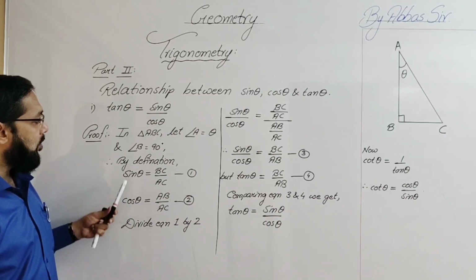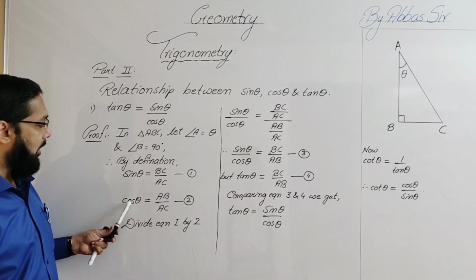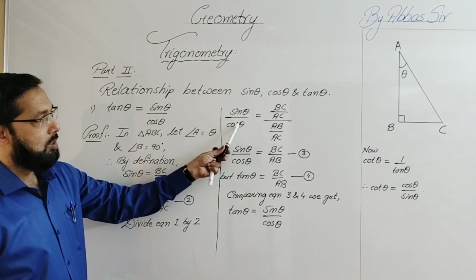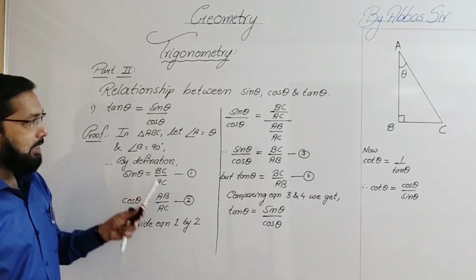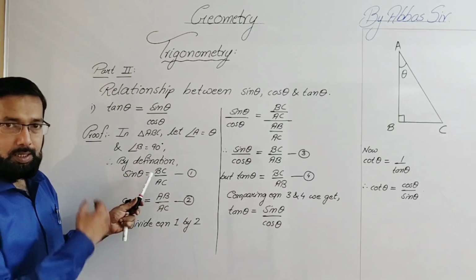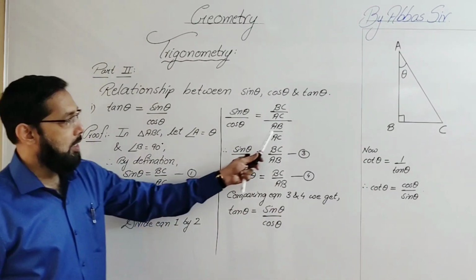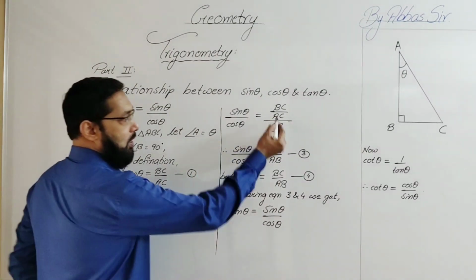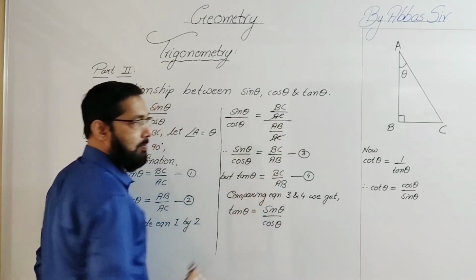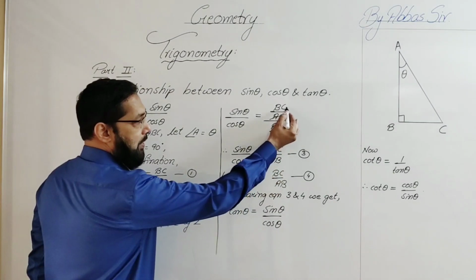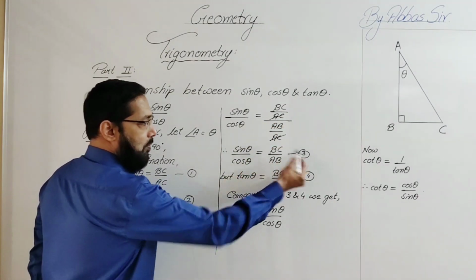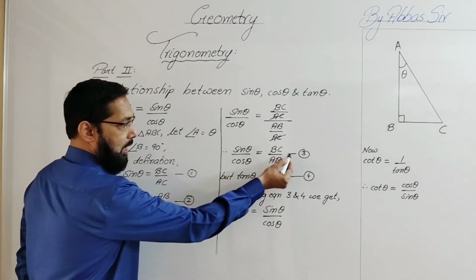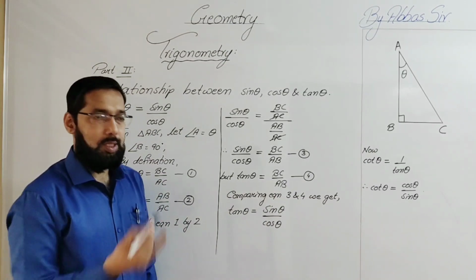When we divide two equations, we divide the LHS and the RHS. So when you divide the LHS, we get sin theta upon cos theta is equal to, when you divide the RHS, BC upon AC, the right hand side of equation number 1, and AB upon AC, the right hand side of equation number 2. From the denominators of both the fractions, you can see that AC gets cancelled, and we are left with BC upon AB. Let this be equation number 3. So we got sin theta upon cos theta as BC upon AB.